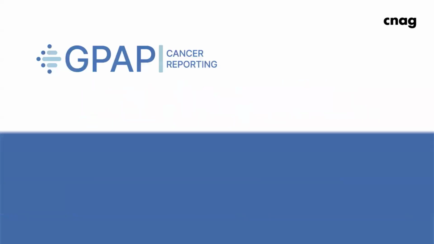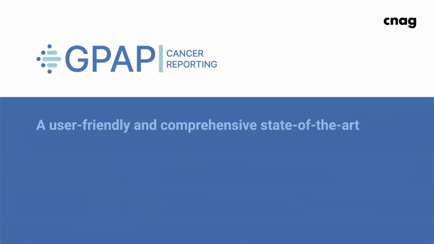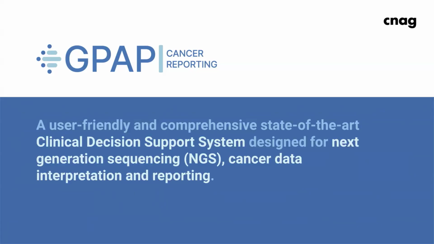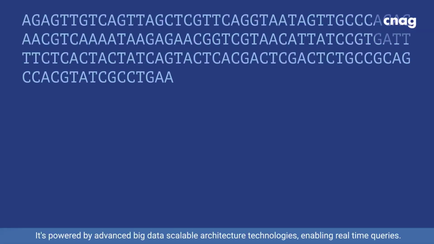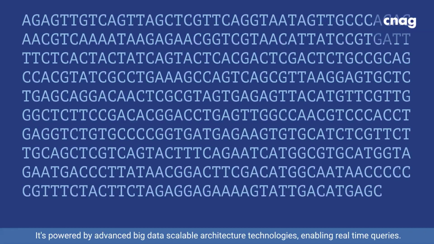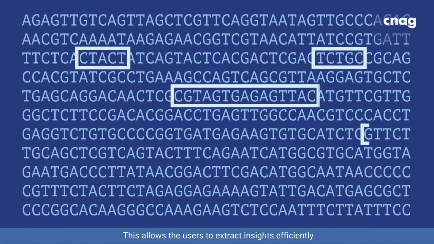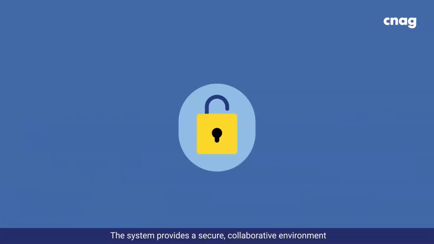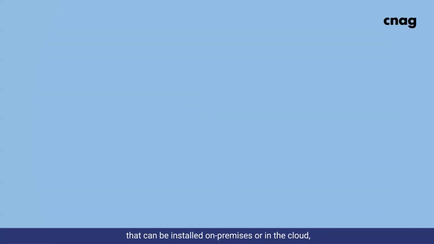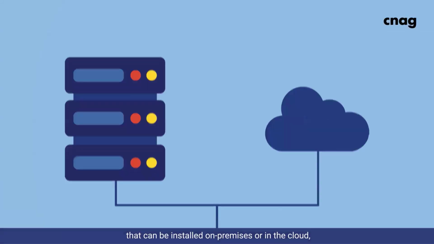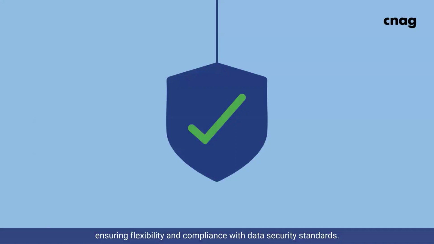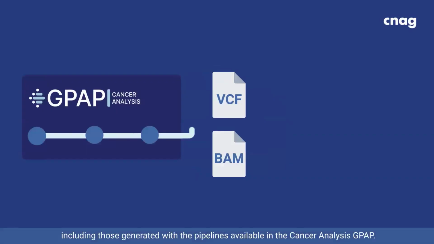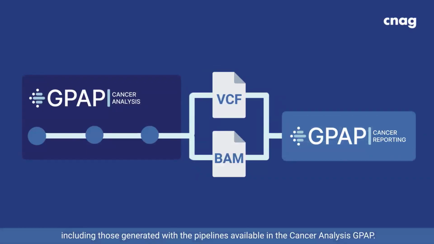The Cancer Reporting GPAP is a user-friendly and comprehensive state-of-the-art clinical decision support system designed for next-generation sequencing, cancer data interpretation, and reporting. It's powered by advanced big data scalable architecture technologies, enabling real-time queries. This allows the users to extract insights efficiently, even from large and complex genomic datasets. The system provides a secure collaborative environment that can be installed on-premises or in the cloud, ensuring flexibility and compliance with data security standards. It can use common standard variant files as input, including those generated with the pipelines available in the Cancer Analysis GPAP.